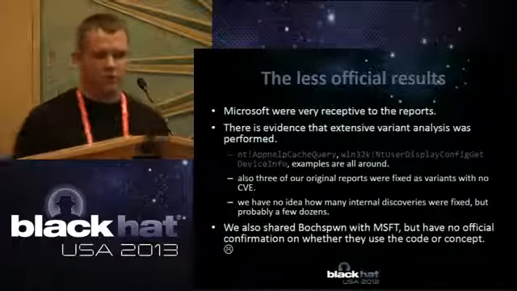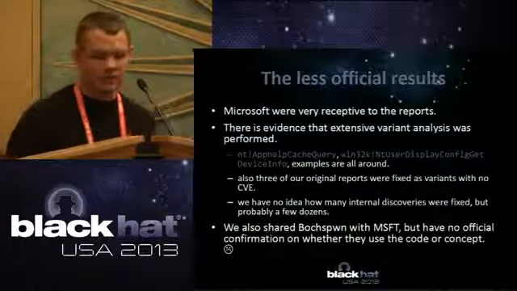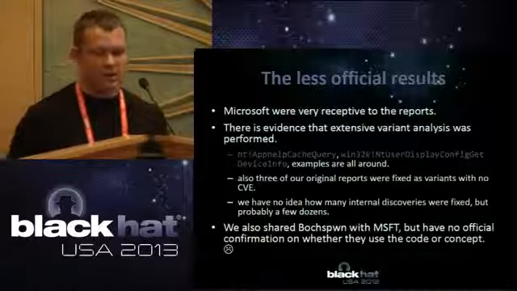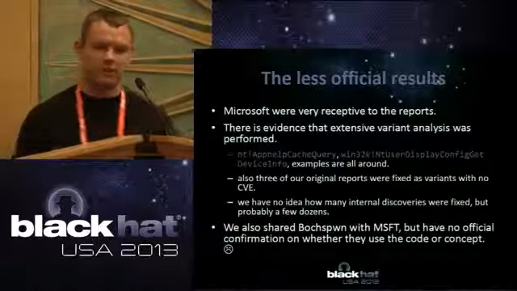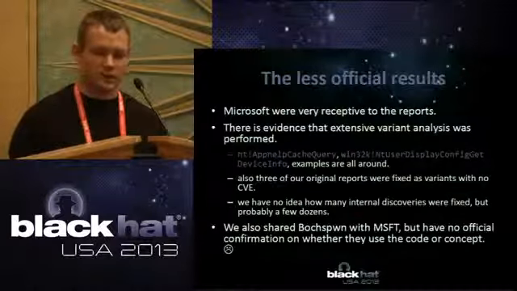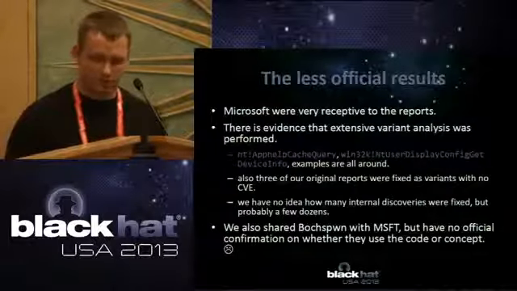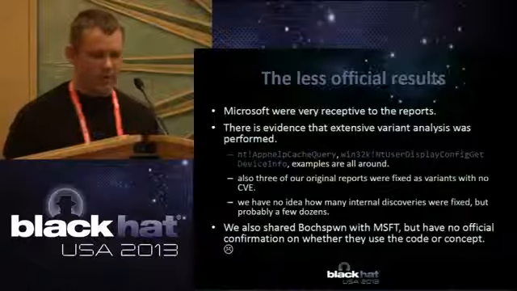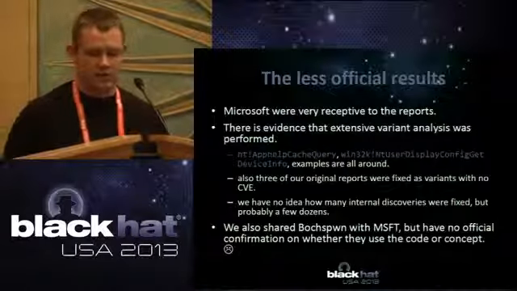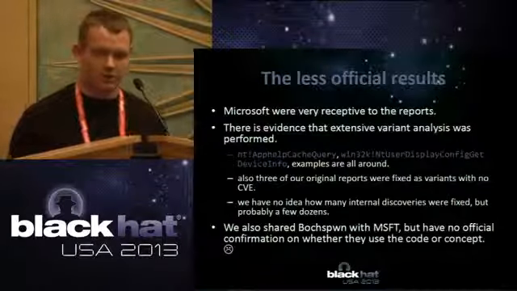Also, 3 of our original reports were fixed as variants with no CVE assigned, but we really don't have any idea of how many of those bugs were fixed as variants, or how many bugs Microsoft found internally, because we don't have that information from them. We also shared Bochspwn with Microsoft, but we don't really have an idea whether they are currently using it or not.